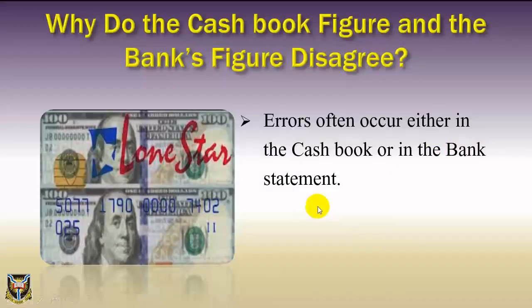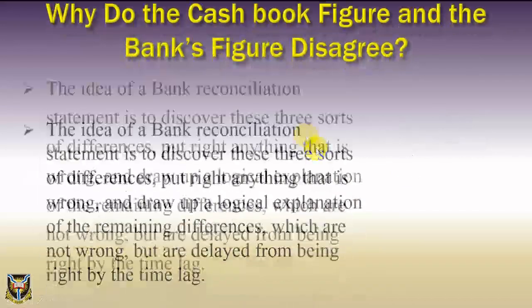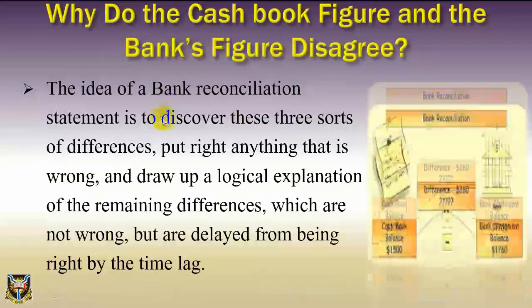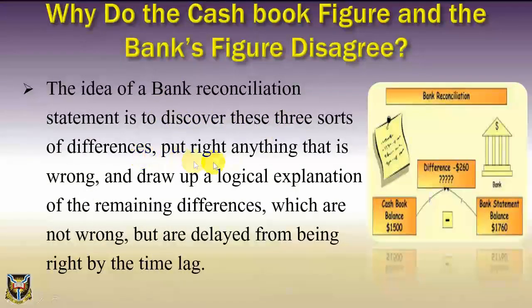The idea of a bank reconciliation statement is to discover these three sorts of differences, put right anything that is wrong, and draw up a logical explanation of the remaining differences which are not wrong but are delayed from being right by the time lag.